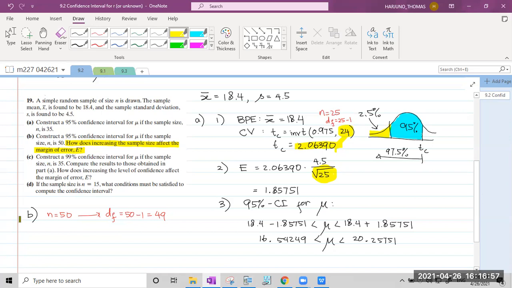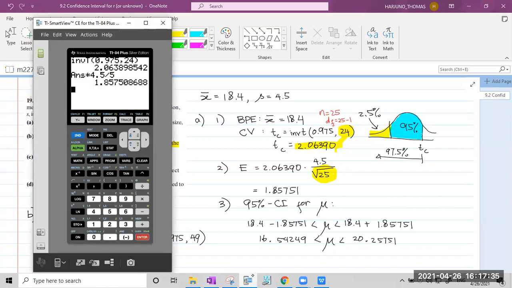Now let's put it in practice. Do it from the beginning again. Step 1. Best point estimate. X bar equals 18.4. Critical value, T critical. The same confidence level, right? It will be inverse T. The area to the left is 0.975, the same as the top one. But the degree of freedom right now is not 24. Right now, the degree of freedom is 49.